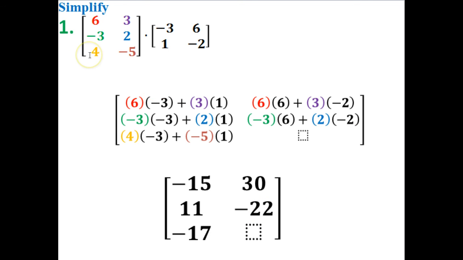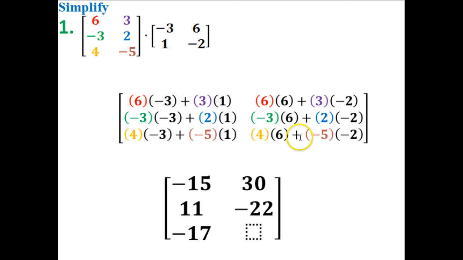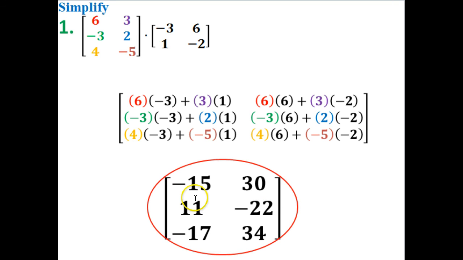And I've got one more to go. 4 and negative 5. So 4 times 6 plus negative 5 times negative 2 is what it will end up being. This is a positive 10. This one is a positive 24. So our answer is going to be 34 here. I'm going to put that one in the bottom right-hand corner because that's where these were located. So this is your answer when we multiply those two matrices together. That will be your final answer for everything here.